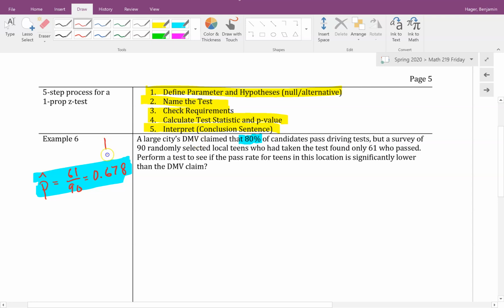So again, we got an answer that's less, but maybe that was just luck of the draw. Maybe the 90 teens we asked happened to be bad drivers, and so they just failed. Or maybe the DMV is wrong, and it's not the case that 80% of everyone that takes the test passes. Okay, maybe it's different for teens. So, step 1, define the parameter and define the null and alternative hypothesis and the level of significance.